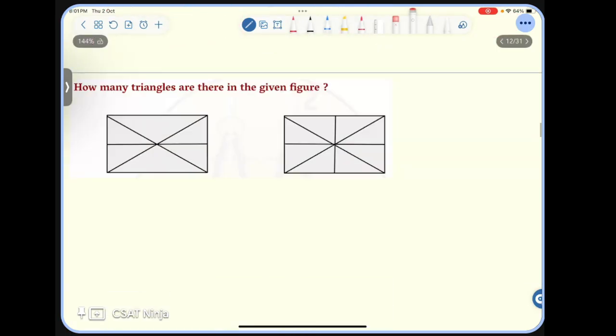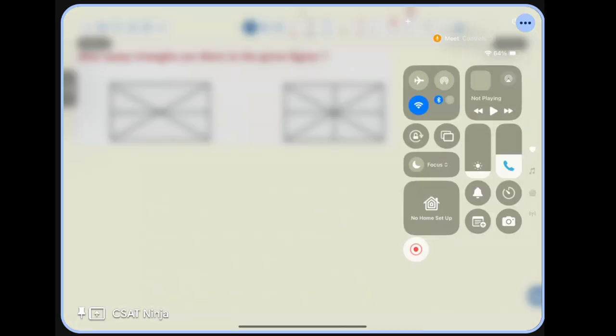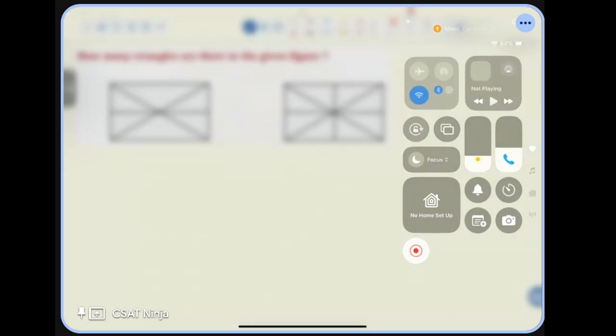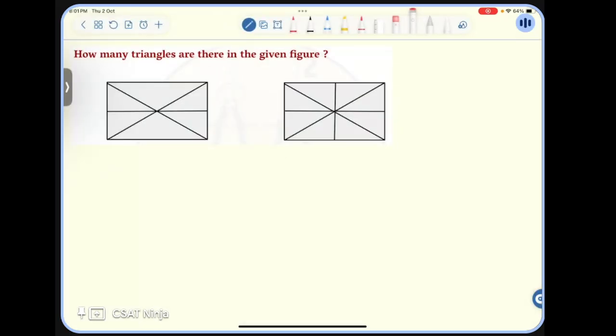Let's go to next now. This is another type of triangle counting. Whenever you see this kind of triangles, to find the number of triangles, you just number here. Same thing, 1, 2, 3, 4, 5, and 6. But here we will not sum the triangles. Here, you take the greatest number and multiply it by 2. 6 times 2 is 12. There are 12 triangles in this figure.